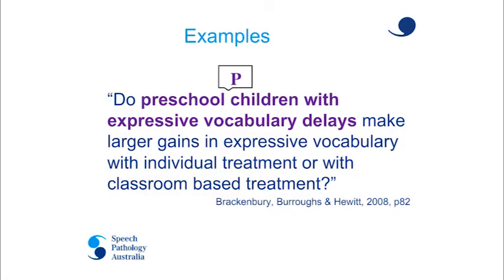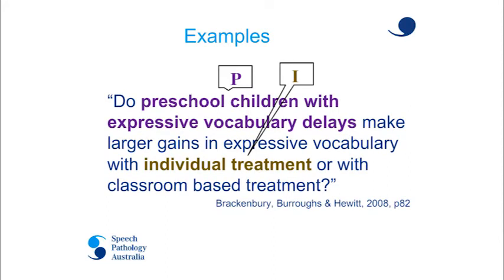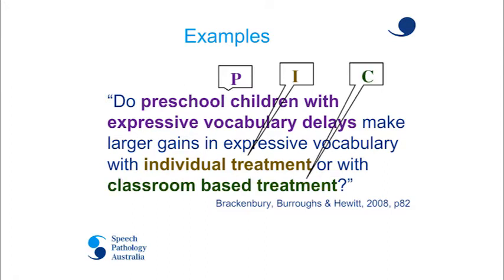The P, the patient, the problem, the population, is preschool children with expressive vocabulary delays. The intervention, individual treatment. The comparison is classroom-based treatment. So we're looking at two different ways of delivering therapy services to this group. And the outcome that we're going to compare is gains in expressive vocabulary. So we've worked through one question together.